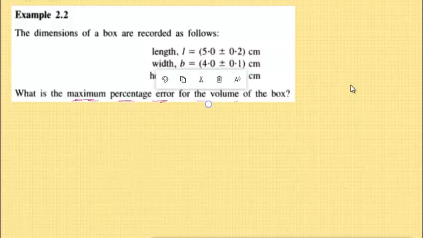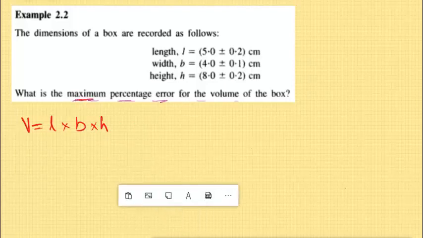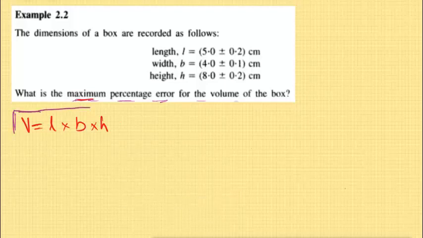Alright, so let's see how I am going to figure out this maximum percentage error for the volume of the box. Now first of all, we know if it's a box and it has length, breadth or width and height, then we can easily figure out the volume using the equation length into breadth into height. Now before I figure out the volume, I need to know what the examiner is expecting. He wants me to calculate the maximum percentage error. Now the rule is, the moment you know the formula, you should compare your formula with the 6 cases I have discussed previously. So here are the 6 cases.